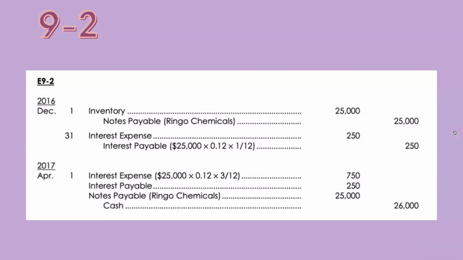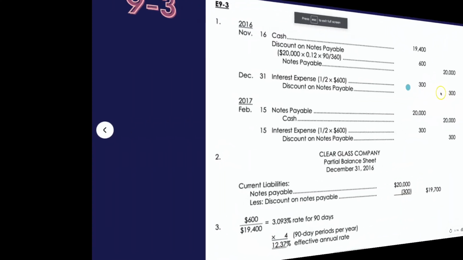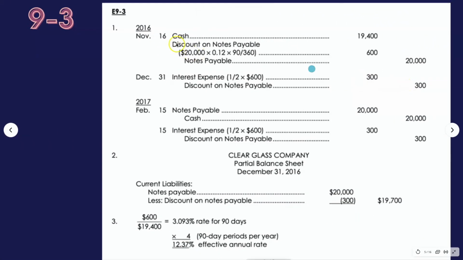And then when we move on to the next exercise, we see that we are debiting inventory and crediting notes payable, and then we are paying 1/12, or 1 month, of interest on the note at 12%. And you see that is in the 2016 year, and then in 2017, we're actually paying the remainder of the interest as well.